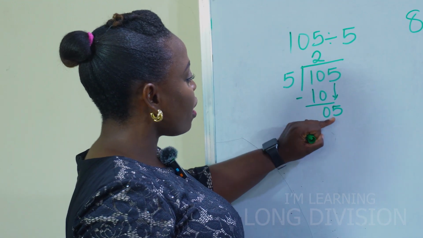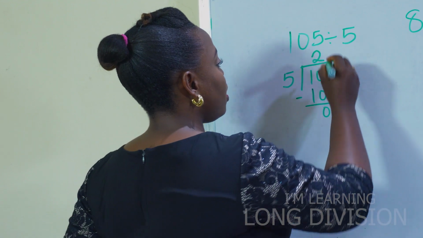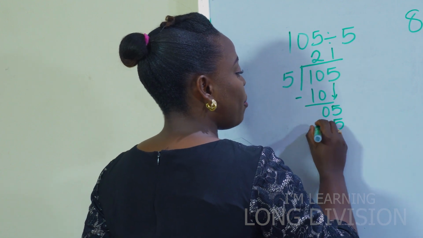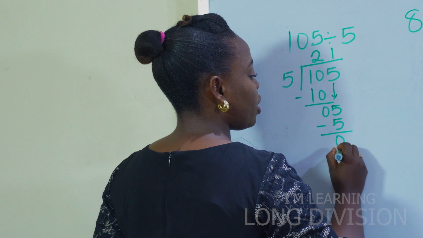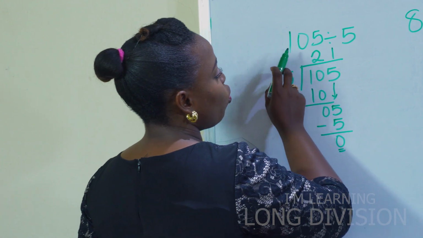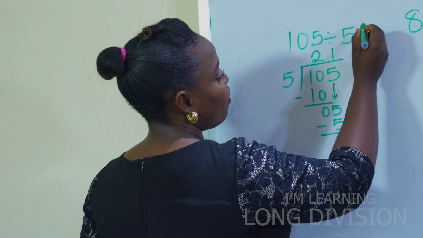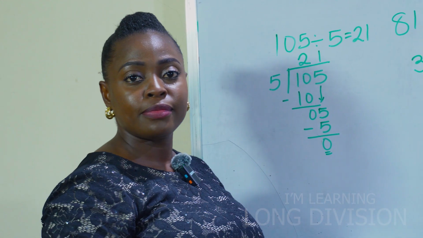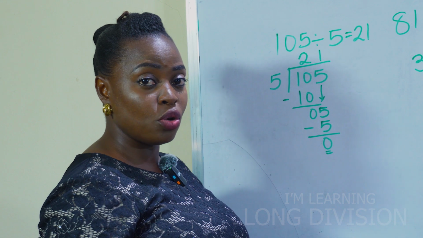Now we have 5 here. So 5 divided by 5 is 1. 5 times 1 is 5. By the time you do that subtraction, you're going to end up with 0. So therefore, 105 divided by 5 is equal to 21. And that's how you do long division.